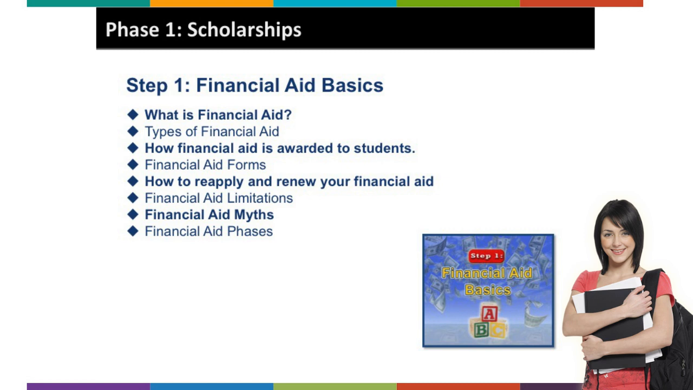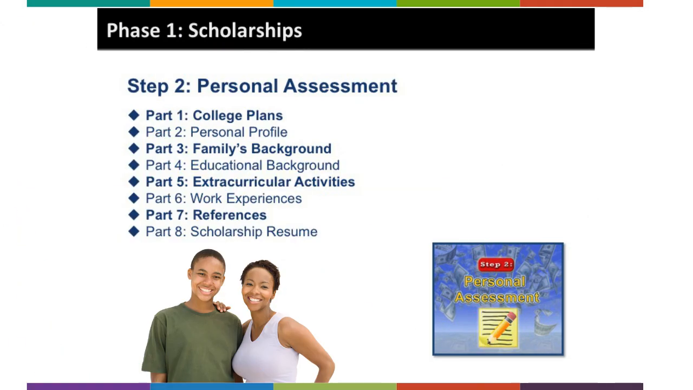In Step 2, Personal Assessment, I'm going to walk you through the process of documenting information about yourself and your family that is typically used to help you find and apply for scholarships and financial aid and complete college applications. So in Step 2, Personal Assessment, I will help you document information about your college plans, your personal profile, family's background, your educational background, your extracurricular activities, work experiences, and references.